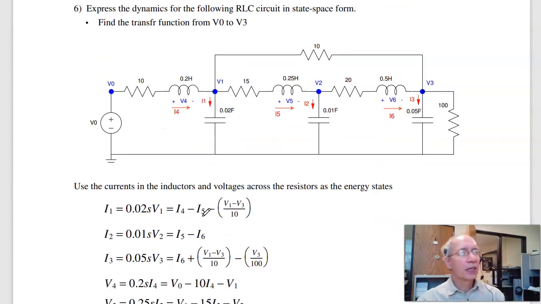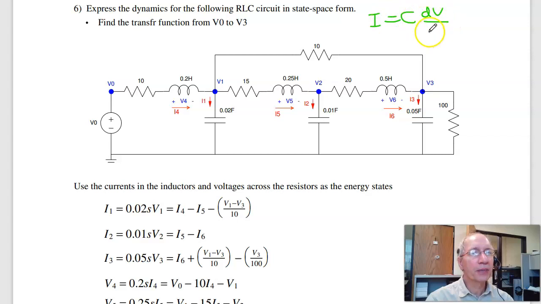Problem 6. If I have an RLC circuit, repeat. And here what I'm going to be doing is using 2 sets of equations. I have I is C dV/dt. That's for capacitors. And for inductors, I have V is L di/dt. So the energy states are the voltages on the capacitors, V1, V2, V3, and the currents through the inductors, I4, I5, I6.